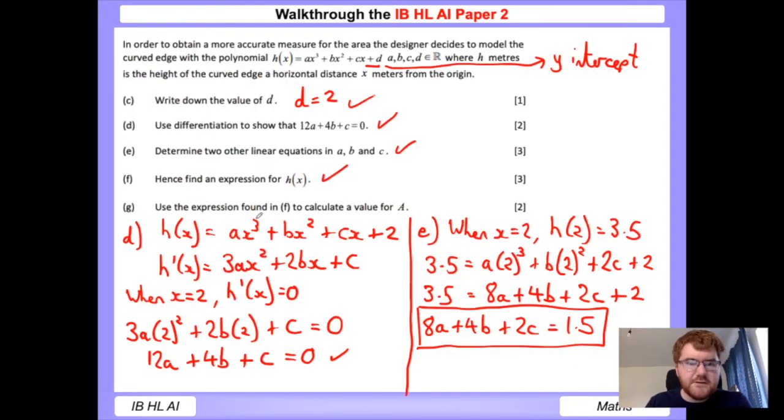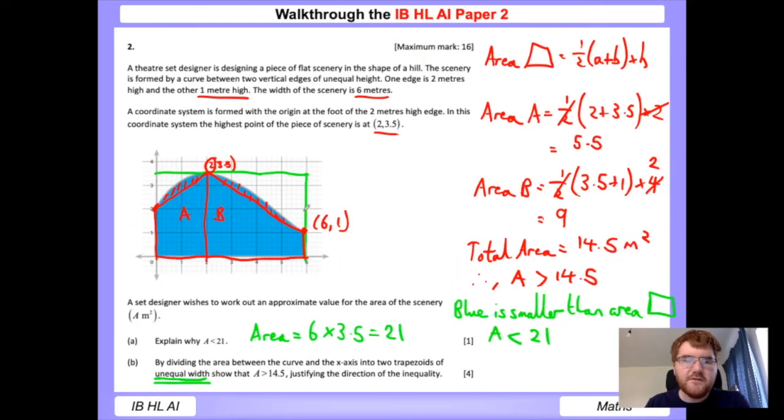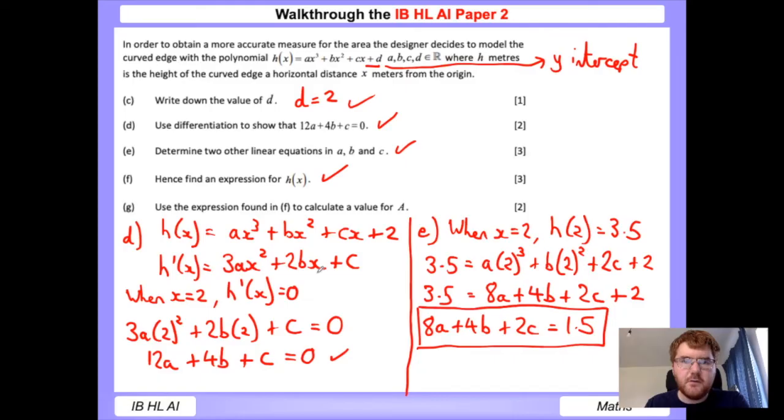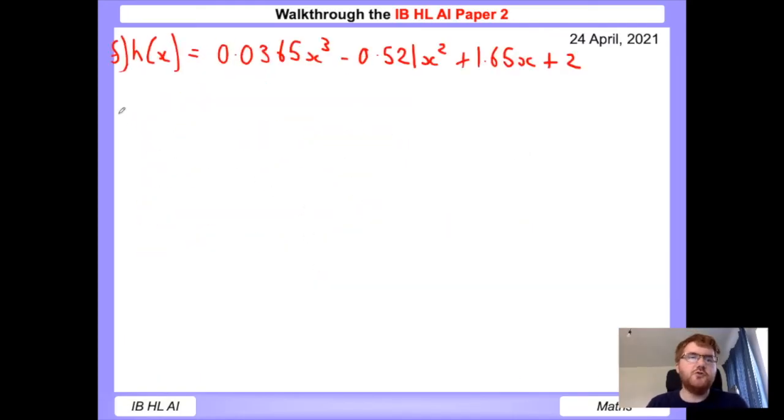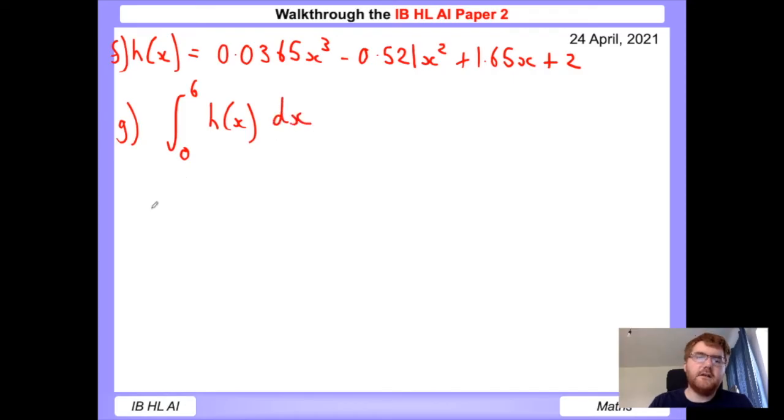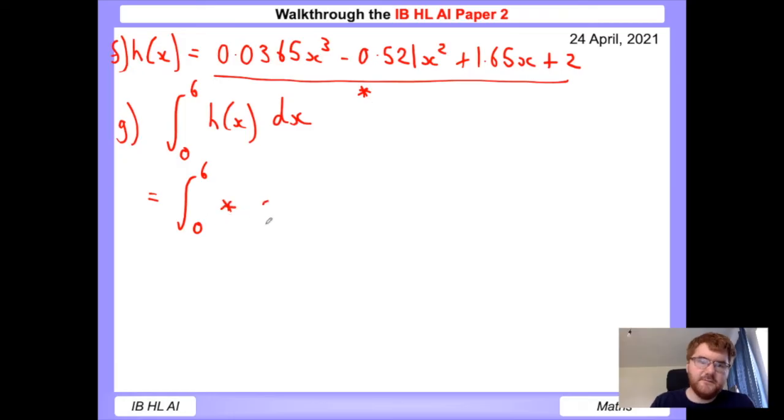So we've done F. Use the expression found in F to calculate the area for A. So we want to find the area under the graph, so we're going to use integration between 0 and 6. These are our limits. So essentially what we want to work out, we'll put it in short form. We are looking for the integral between 0 and 6 of h of x dx. Which essentially is this function here. If I just star this, we're going to pop that in here with respect to dx.